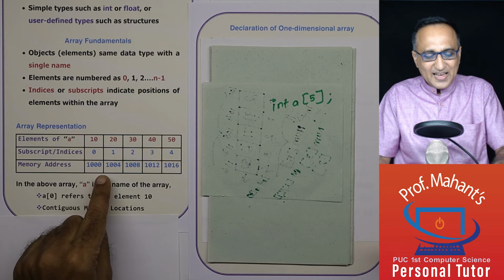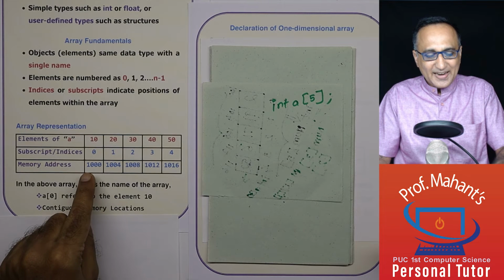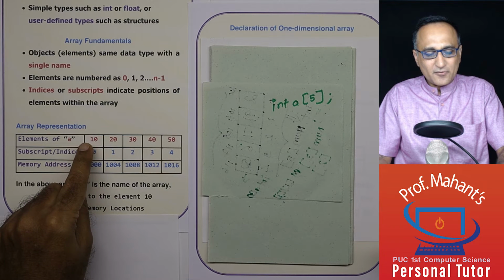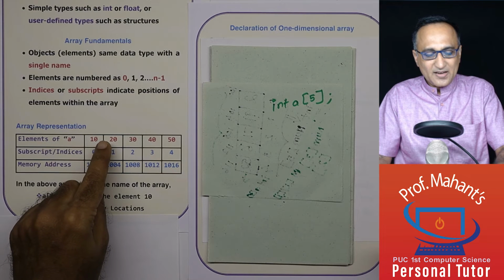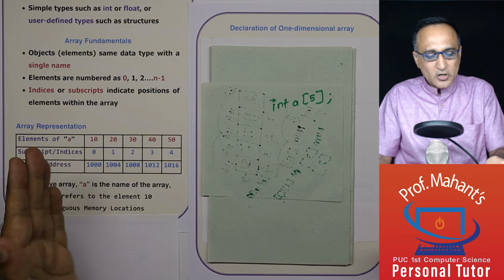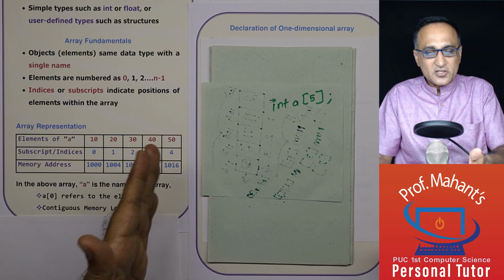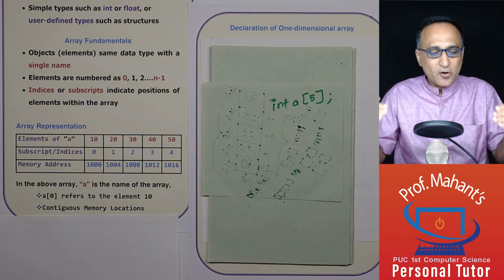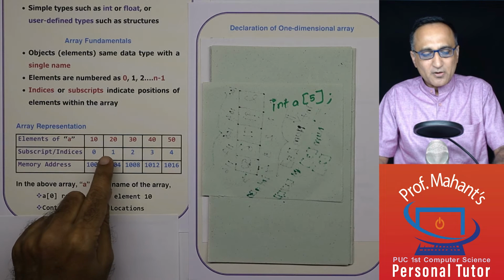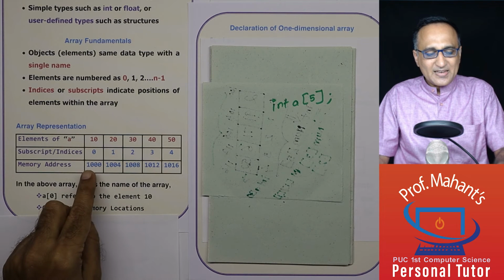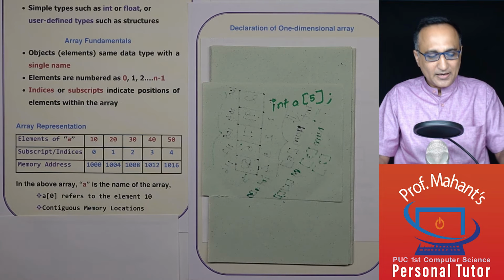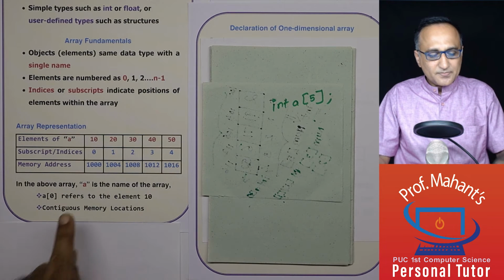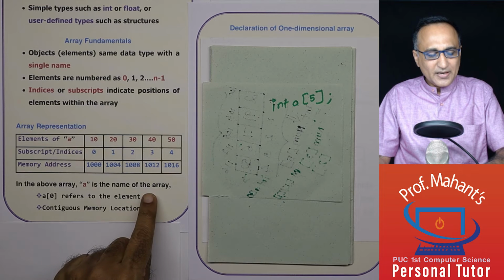And the last row refers to the address of the 0th element. Address of 10 is 1000. Address of 20 is 1004. So if you see, there is a constant difference between the addresses because they are stored in sequential memory locations. Since all of them are of the same data type, I can increase the next location by the size of the original data type.